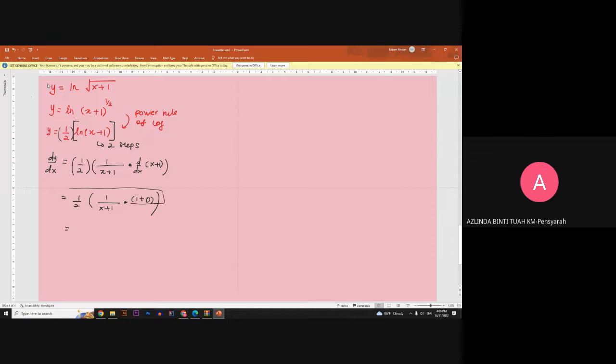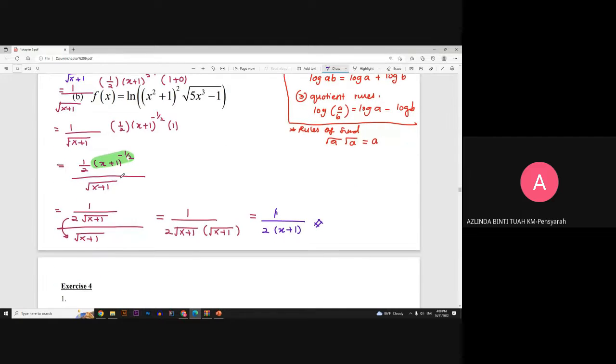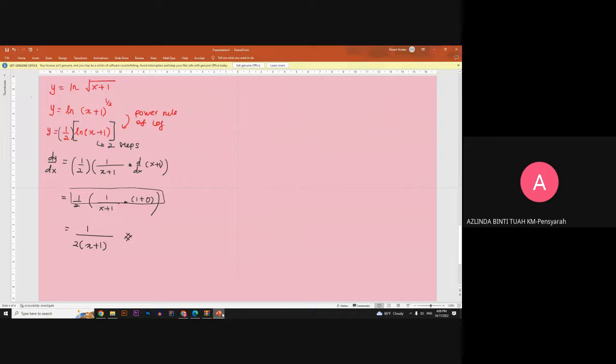On the top, what do we have? 1 times 1 times 1. And on the bottom, we get 2 times x plus 1. That's it. Can you see it is easier, simpler, shorter? Instead of applying the power rule and simplifying, it would be a very long working. So it is better for us to apply this, but we must know how to apply it properly.